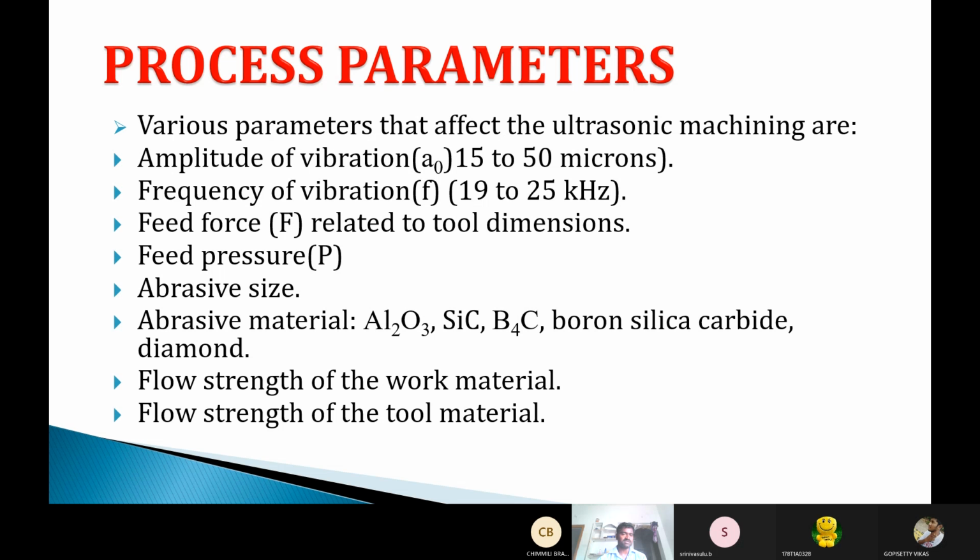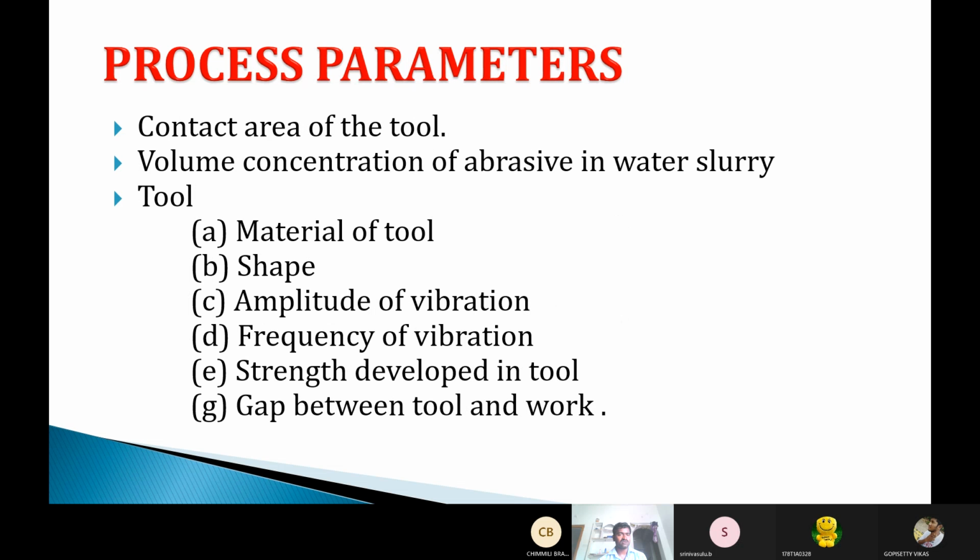Process parameters. Various parameters that affect ultrasonic machining are amplitude of vibration, frequency of vibration, feed force, feed pressure, abrasive size, abrasive material such as Al2O3, SiC, B4C, boron carbide, diamond, flow strength of the work material, contact area of the tool, and volume concentration of abrasive in the water slurry. For the tool: material of tool, shape, amplitude of vibration, frequency of vibration, strength developed in the tool, and the gap between the tool and workpiece.